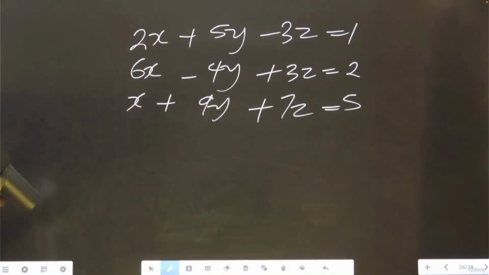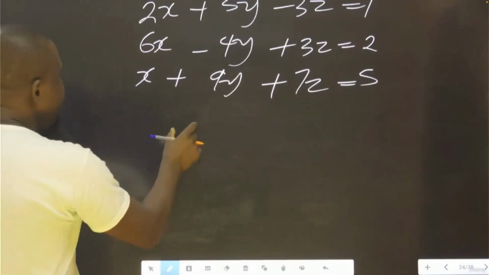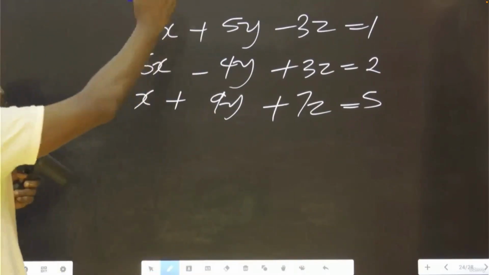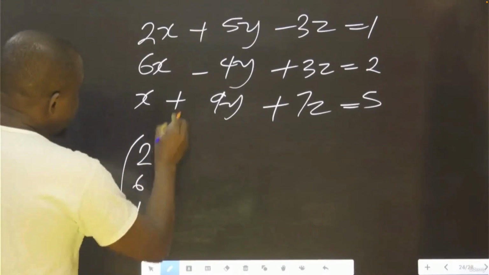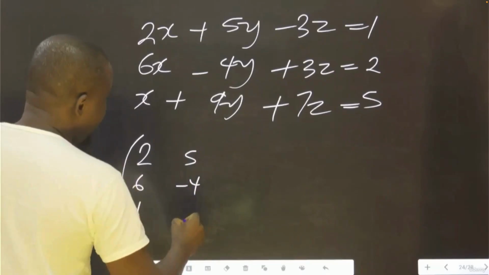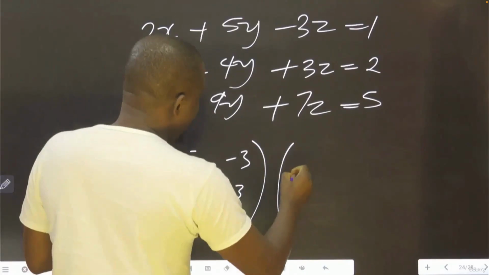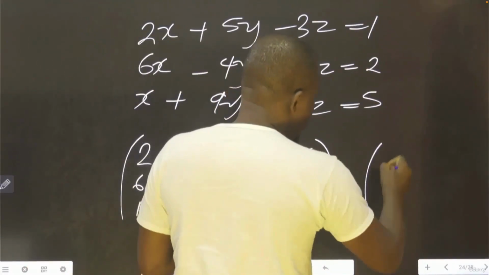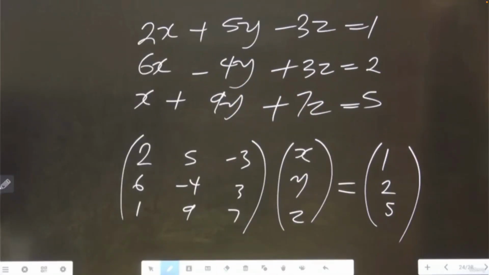If you are given something like this to solve, Cramer in the 18th century proposed that all you have to do is to take the coefficients of x, y, and z and arrange them in a matrix: 2, 6, 1. This is 5, minus 4, 9, while this is minus 3, 3, 7. Then you put x, y, z here, equal to 1, 2, and 5. Okay? He said you should arrange them like this. That is Cramer. So arrange them in this format.